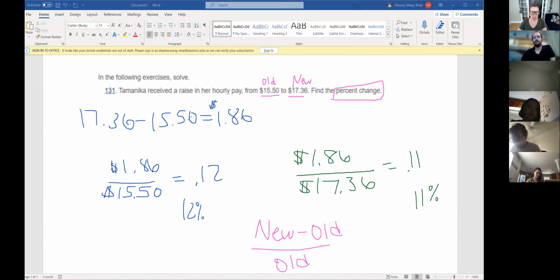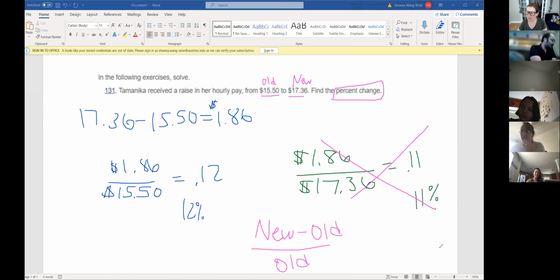Which is what Brian did. He subtracted and then divided. My logic behind going off of the 1550 was, as the question was worded, it wasn't increasing from the 1736, it was increasing from the 1550. Yep, exactly. So the increase was based on the original pay. It wasn't based on the new pay. Excuse me, teacher, 12% was correct. Yeah, this one's correct. I was wrong on being wrong.